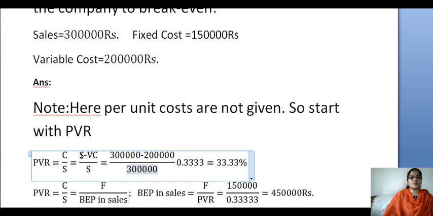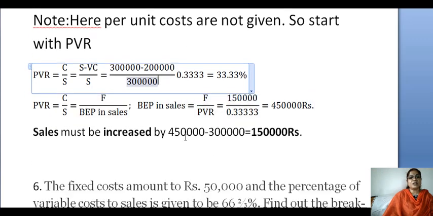So let us substitute. C is S minus VC by S. S in total 3 lakh, VC 2 lakh, and S 3 lakh, it is 33.33%. Once we have this value, once again the same formula, but S is BEP in sales we are using, so C should be F. We get BEP in sales 4,50,000.